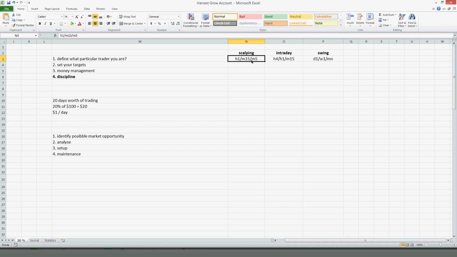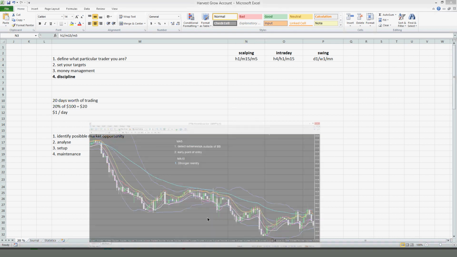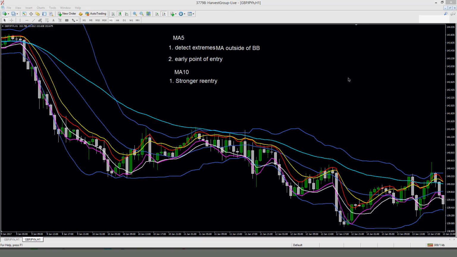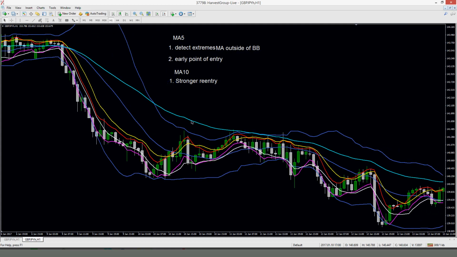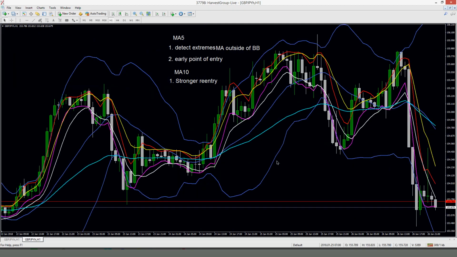Because if you're scalping, then obviously you should be looking at H1 for a trend. If we look at this example, let's say GJ, you know that this is a downtrend. So obviously you'll be looking for a sell entry at this point. Let me just go straight over here.